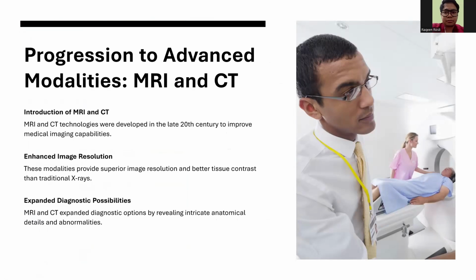MRI and CT technologies were developed in the late 20th century, mainly to improve medical imaging capabilities, because of the weaknesses and limitations of X-rays. So MRI and CT technologies were developed. These modalities provide superior image resolution and better tissue contrast than traditional X-rays. MRI and CT expanded diagnostic options by revealing intricate anatomical details and abnormalities.